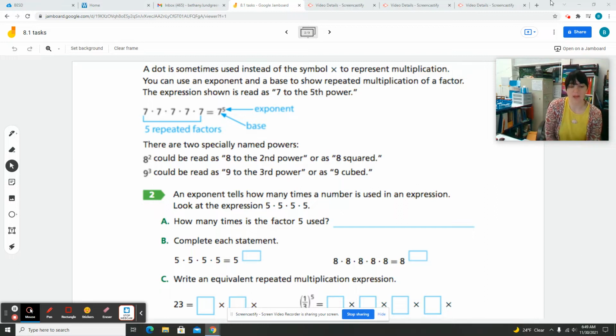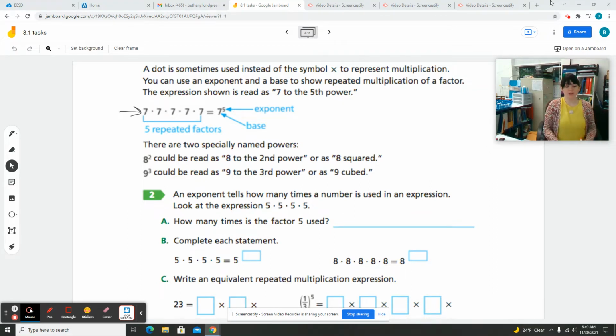Okay, so we have 5 repeated factors here for these 7s. We have 7 times 7 times 7 times 7 times 7. And we just have the dots in between the 7s to represent multiplication. And since there are 5 of them, our base number is 7, and then it's raised to the number of times that you multiply it. So you multiply it 5 times, you put a 5 as the exponent.